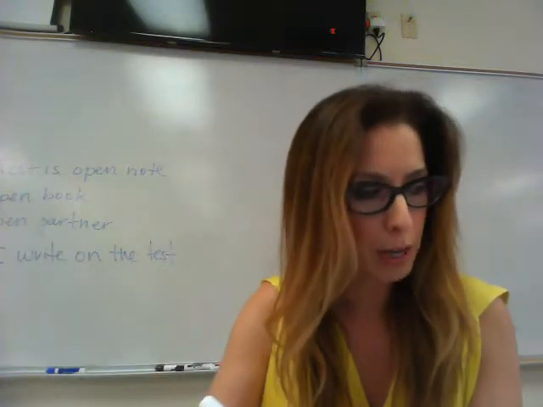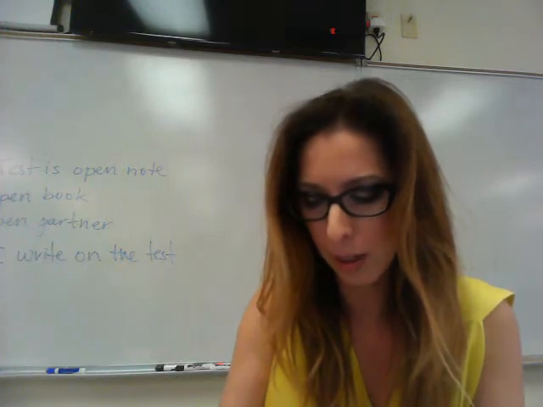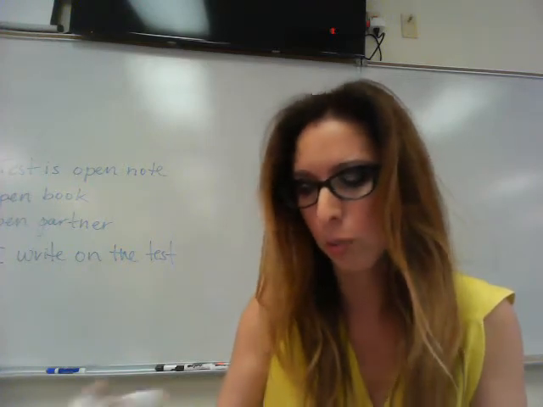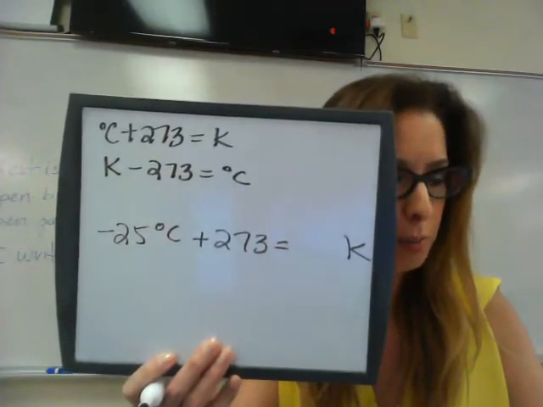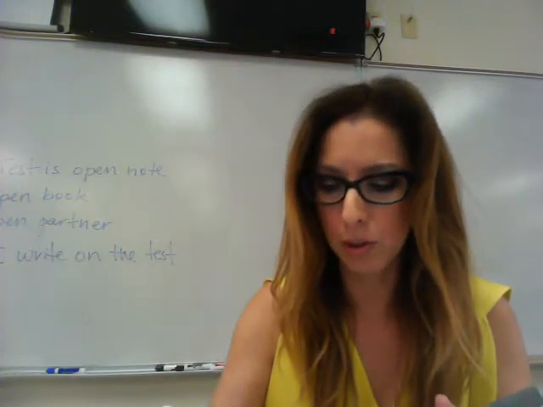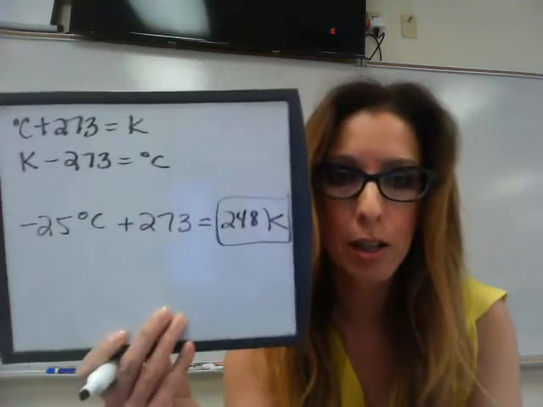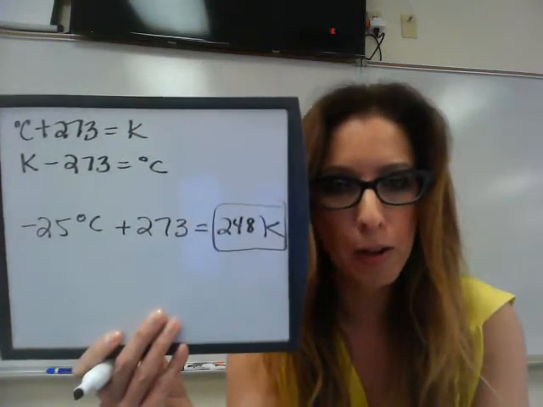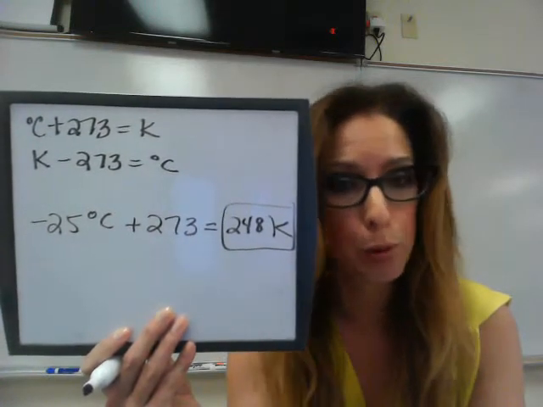Convert negative 25 degrees Celsius to Kelvin. So negative 25 degrees Celsius plus 273 will equal something in Kelvin. Negative 25 plus 273 is going to be 248 Kelvin. And I have good news. You don't have to worry about significant figures when you're doing temperature conversions. You just round it to the nearest whole number. I'm totally cool with that. And we move on. Just make sure that you include the appropriate unit.